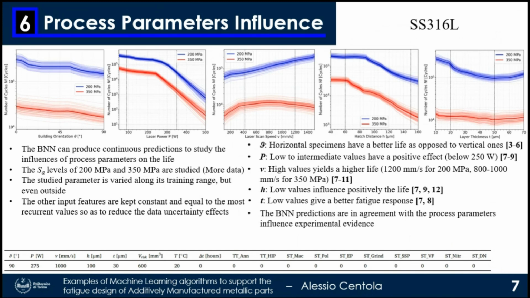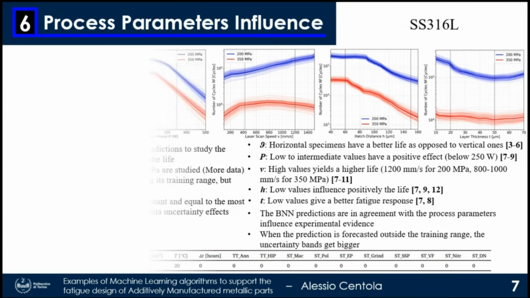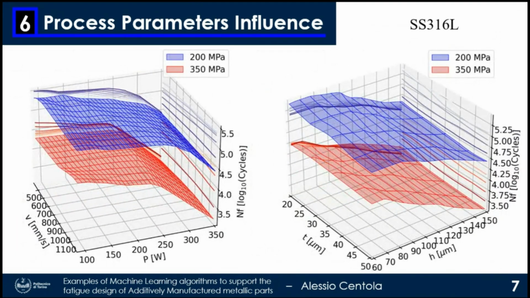As you can see, I have reported some references here. This is done to show that the Bayesian neural network predictions are in agreement with the process parameter influence experimental evidence. And we can also see here that we have some vertical black lines. This is to indicate the training range of the database. When the prediction is forecasted outside the training range of the process parameter, we can see that the prediction bands get bigger, and this is quite expected because we don't have data here. Another thing that can be done that is not discussed here is that we can analyze the synergistic influence of more process parameters at once.